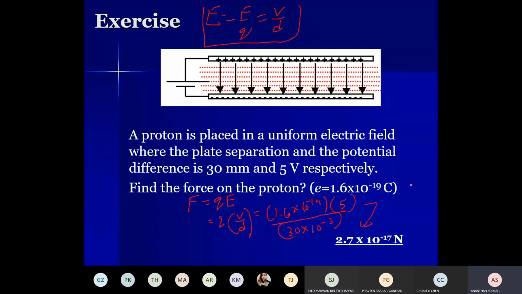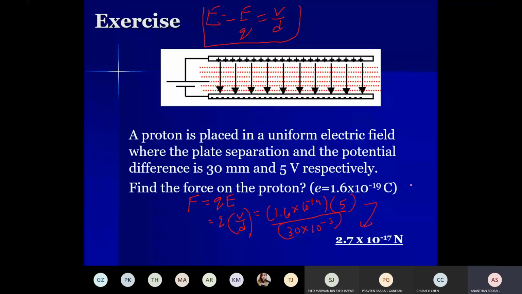Okay, so we're going to continue with this question. So now you got your force. Okay. So, sorry, before that, okay. Once you got the force, let's say this is the proton.